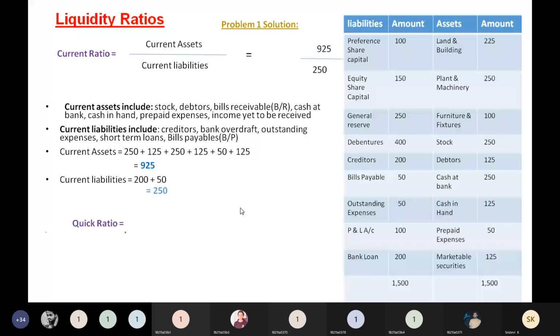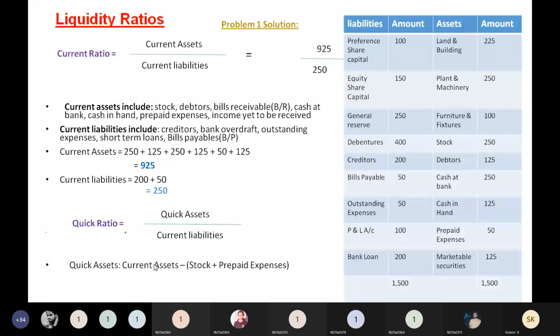Okay. And coming to the quick ratio, what is the formula here? Quick assets divided by current liabilities. Already we have identified current liabilities 300, you use here. Okay. So current assets we got here 925. You deduct from 925 the stock value. What is the stock value here? 250. So 250 and the prepaid expenses is 50. 300 you deduct from 925. So that will give you how much? 625.